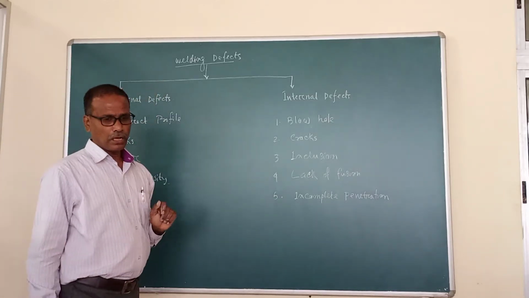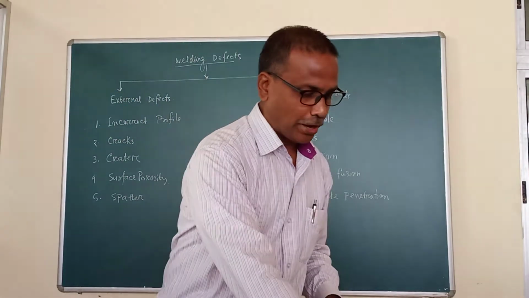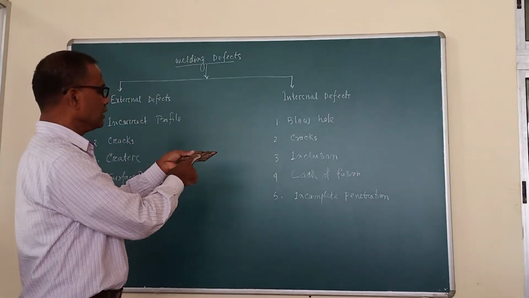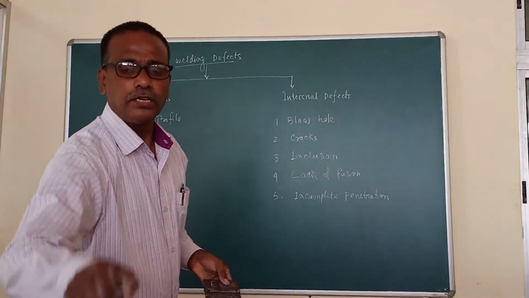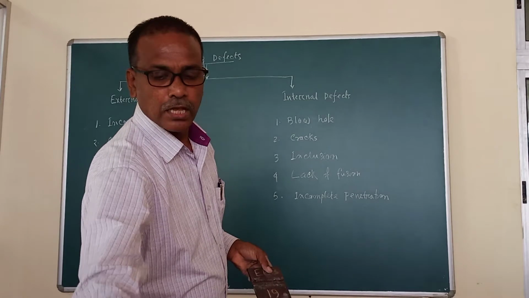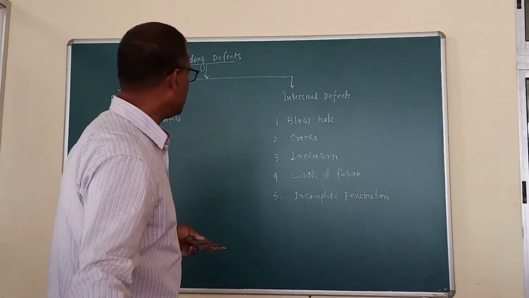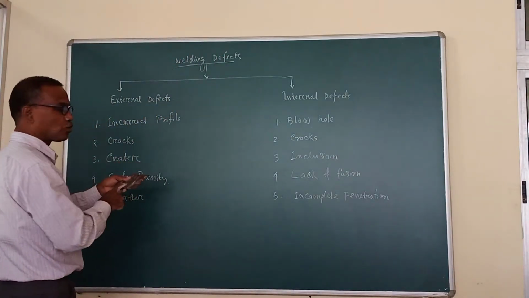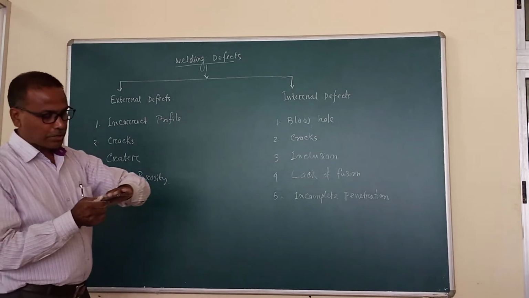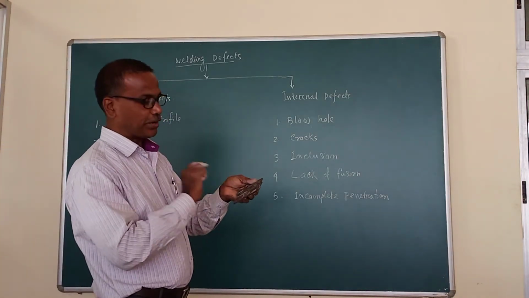Welding defects. Now we did welding joints: either butt joint and lap joint, this is T joint and this is corner joint. Now whatever butt joint, lap joint, our duty is to check whether it is perfect or not.